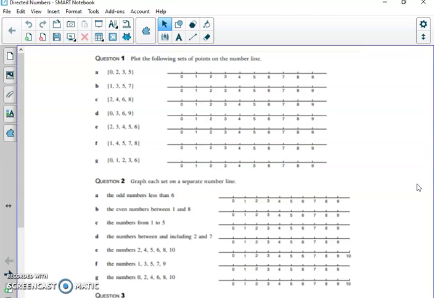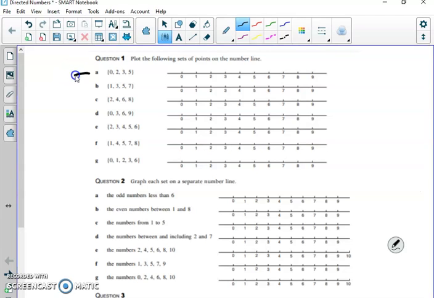The first page, question 1, it talks about plot the following sets of points on a number line. That's pretty straightforward. It's just asking you to tell me where these points are. So this first one says 0, 2, 3, 5. I'm just going to plot those on there. That's what you're going to do. You're going to do it right on that paper.